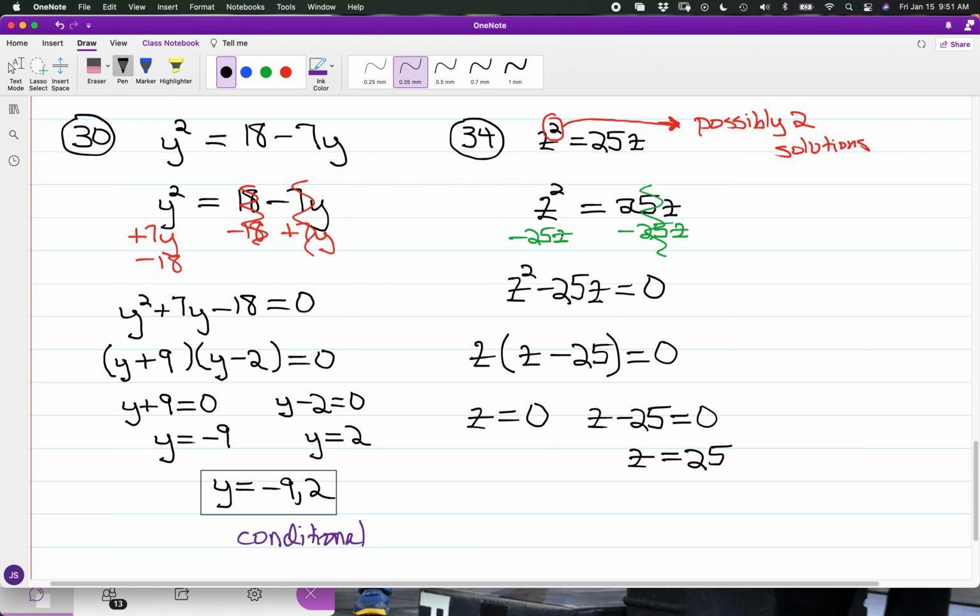And you can check just the consistency. So 0 is equal to 0, 0 squared is 0, and 25 times 0 is 0. And 25 squared is the same as 25 times 25.